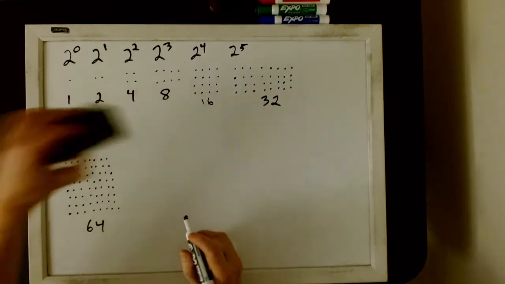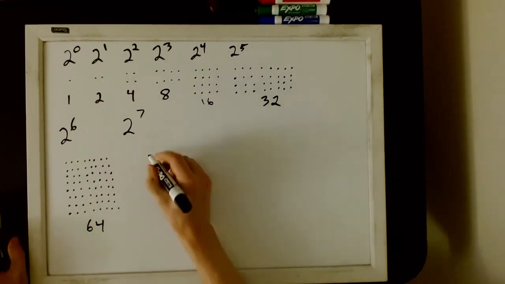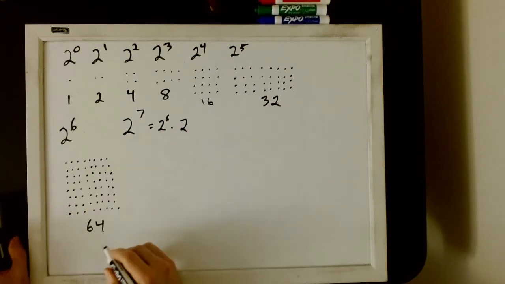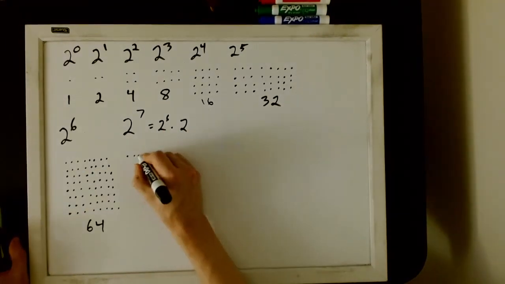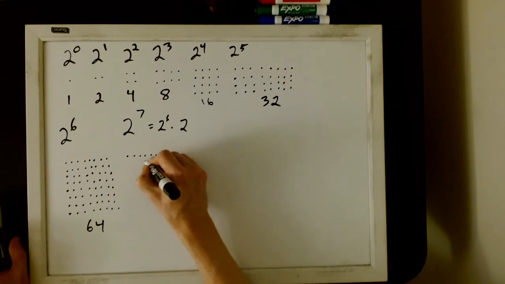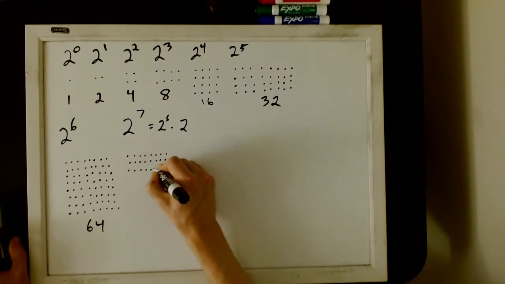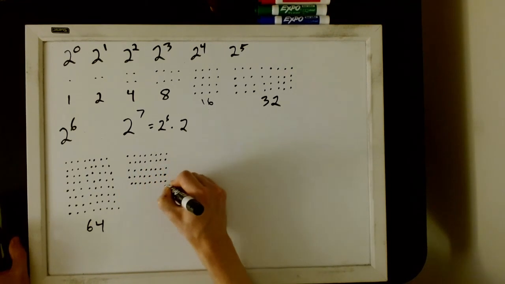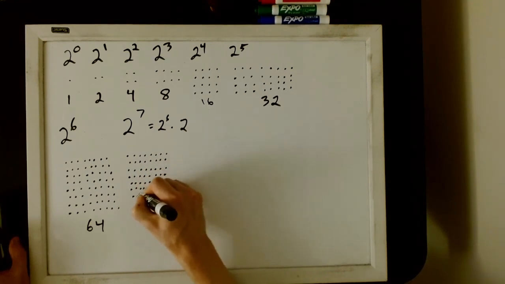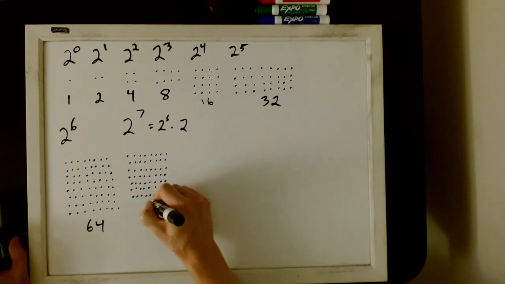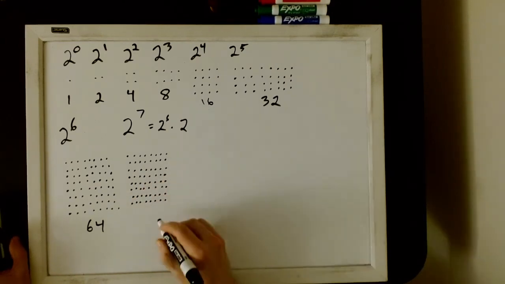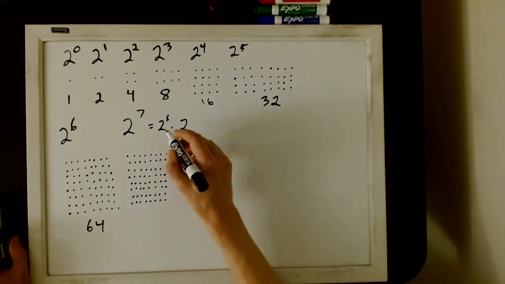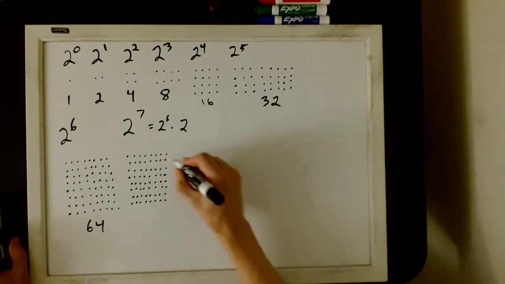Let's do another one. How about 2 to the seventh power? Well, it's the same thing. It's 2 to the sixth times 2. So it's our grid of 8 by 8, 64. So 1, 2, 3, 4, 5, 6, 7, 8. There's our 8 by 8 grid of 64, and we have 2 of those. 2 groups of quantity 64.